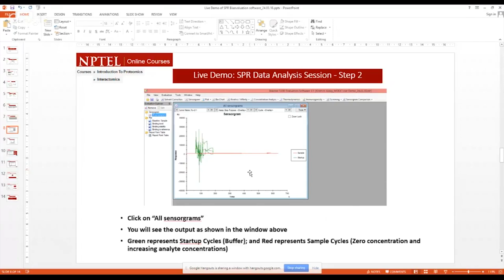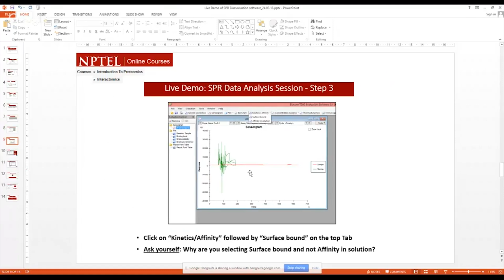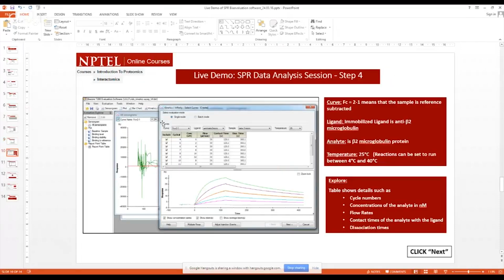Then you click on kinetics. On the top tab here, you will find kinetics affinity. You click on that, and then you click on surface bound on the top tab. Ask yourself, why are you selecting surface bound and not affinity in solution? What would happen if you click affinity? Remember, this is a ligand that has been immobilized on a surface. So it is a surface bound interaction that we are studying. Okay, once you click on surface bound, this is the window that will open.